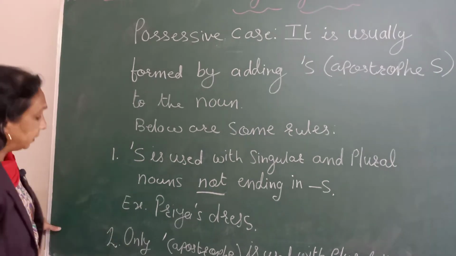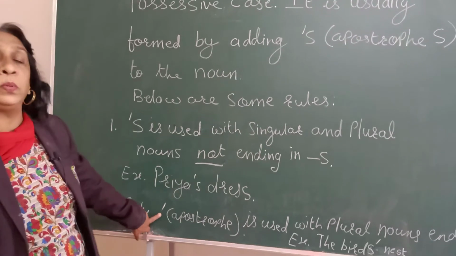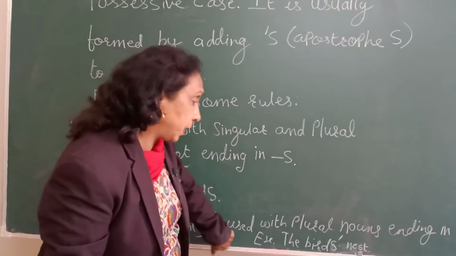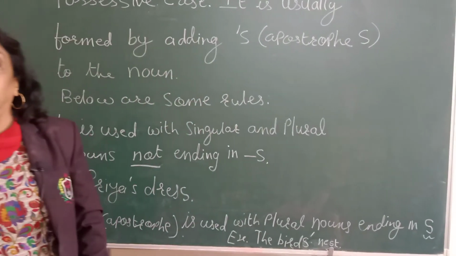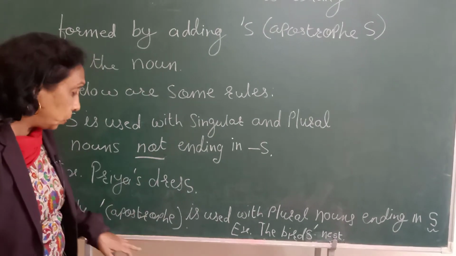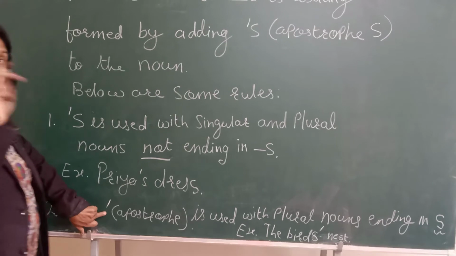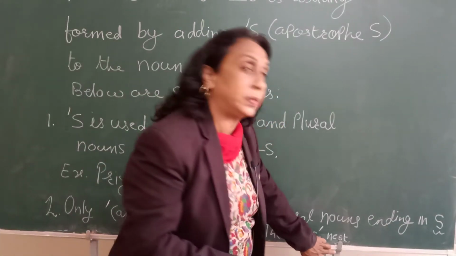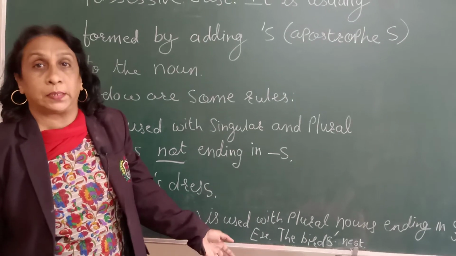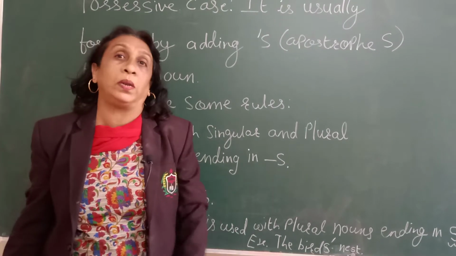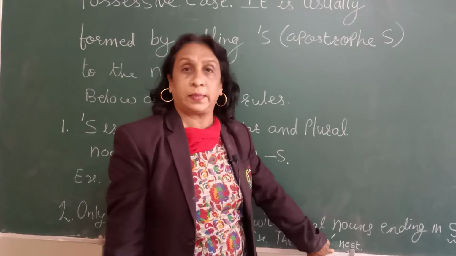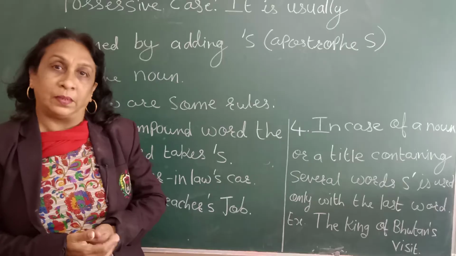Now look at the second rule. We use only the apostrophe sign with plural nouns ending in s. Plural means more than one. So in these nouns, we put the apostrophe after the word. Now look here for the example, the birds' nest. Birds, there might be any number of birds. Or the boys' school, girls' hostel or ladies' hostel. Like that, in these words, the apostrophe is added after s.